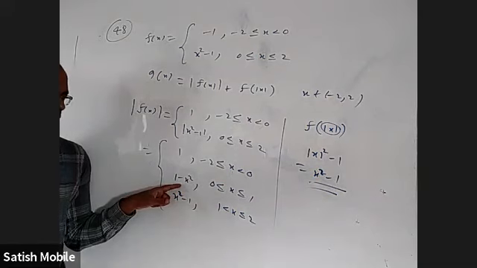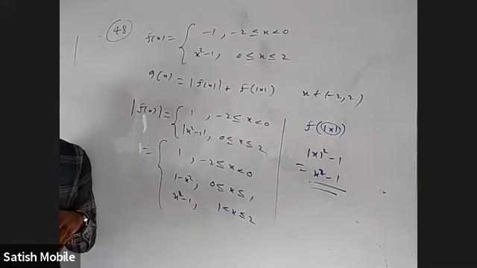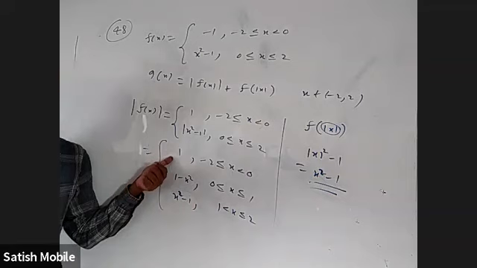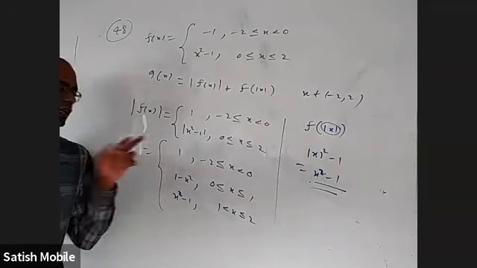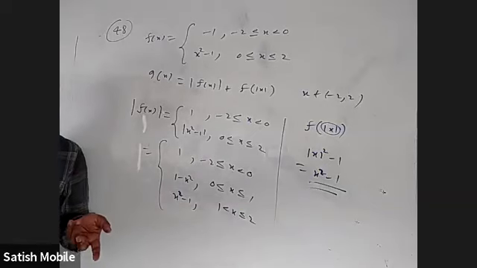Minus 2x. At 0, what is the value of that? 0. So the left hand derivative is 0 because of the derivative of a constant. The right hand derivative is minus 2x and at 0 it is 0. Left hand derivative and right hand derivative are equal. At 0 it is differentiable.